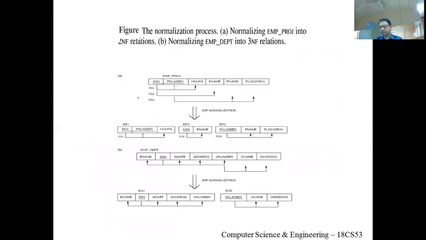In the diagram, E name is partially dependent on the primary key. Project name is also partially dependent on the primary key. Project location is also partially dependent on the primary key. That is, to determine project location, I don't need SSN. To determine the project name, I don't need SSN. To determine the E name, I don't need project number. So here, some of the non-prime attributes are partially dependent on the primary key. In the second normal form, we don't want partial dependency. We need to have only full functional dependencies.